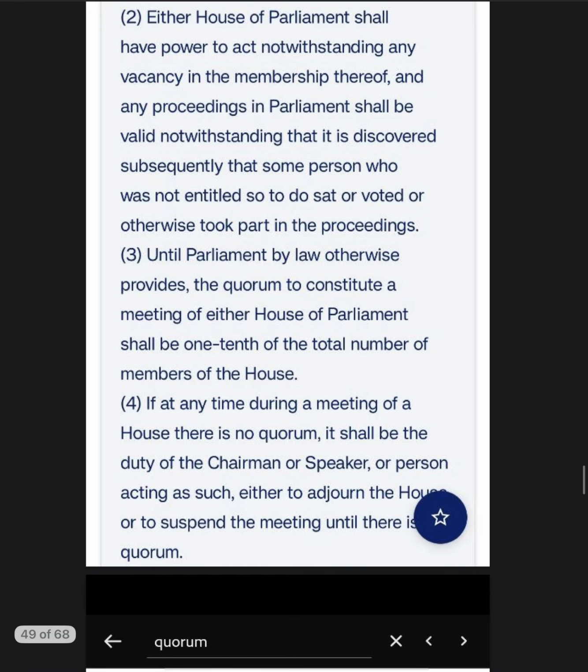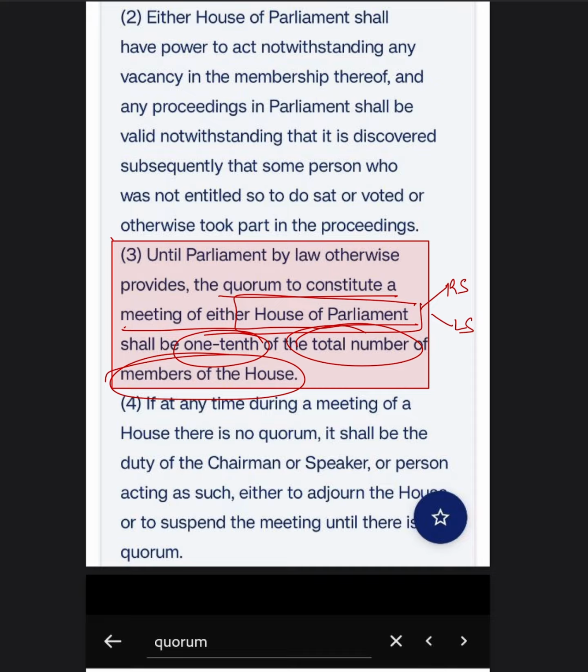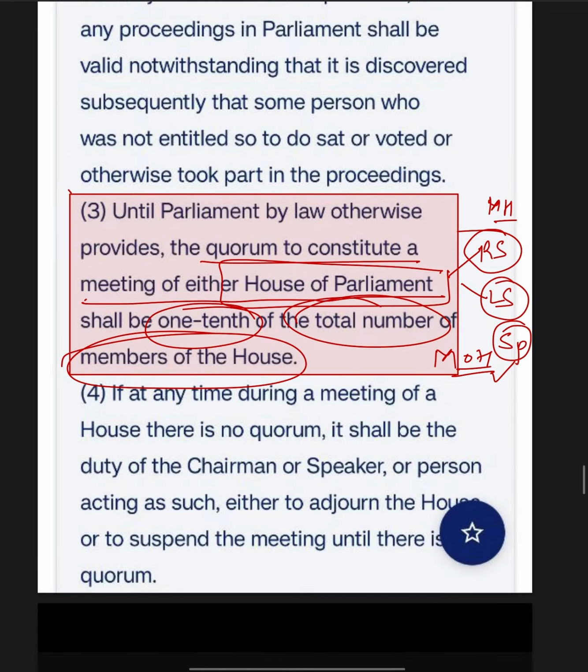Okay. Read this. Until Parliament by law otherwise provides, the quorum to constitute a meeting of either house of the Parliament, either house means either Rajya Sabha or Lok Sabha, shall be 1/10 of the total number of members of the house. In Lok Sabha, I have written including speaker. This is correct because speaker is also a member of the house. However, in case of Rajya Sabha, I have written members of the house, not including chairman, because chairman is not a member of the house. So in the Lok Sabha case it will be 1/10 including speaker.